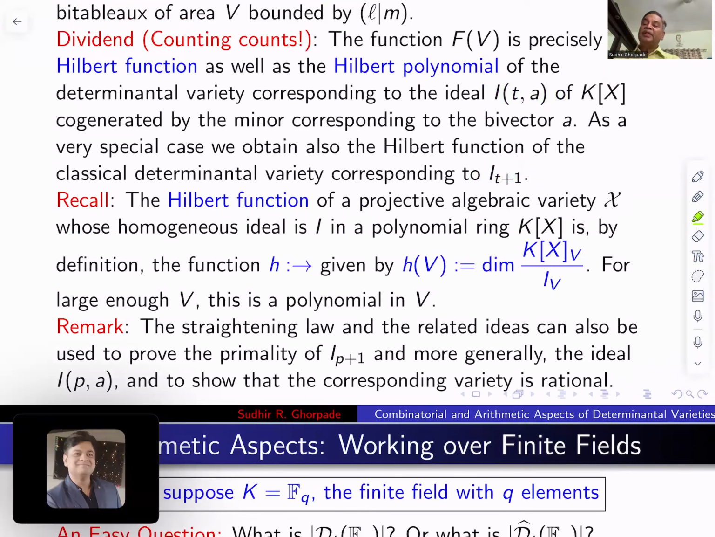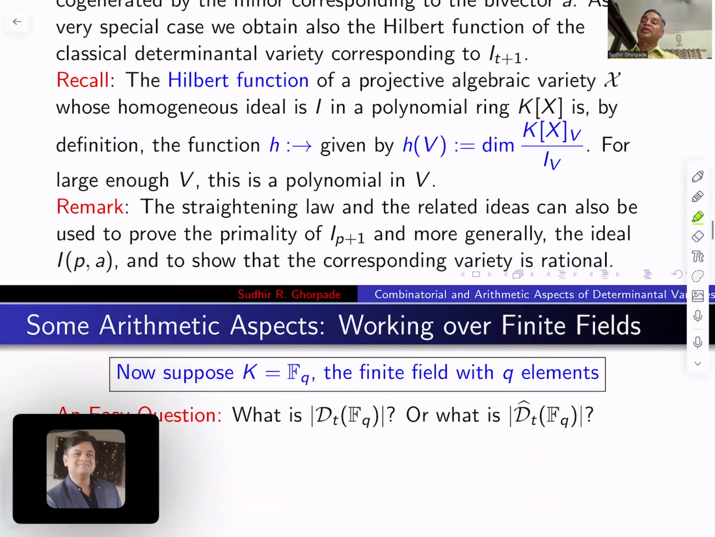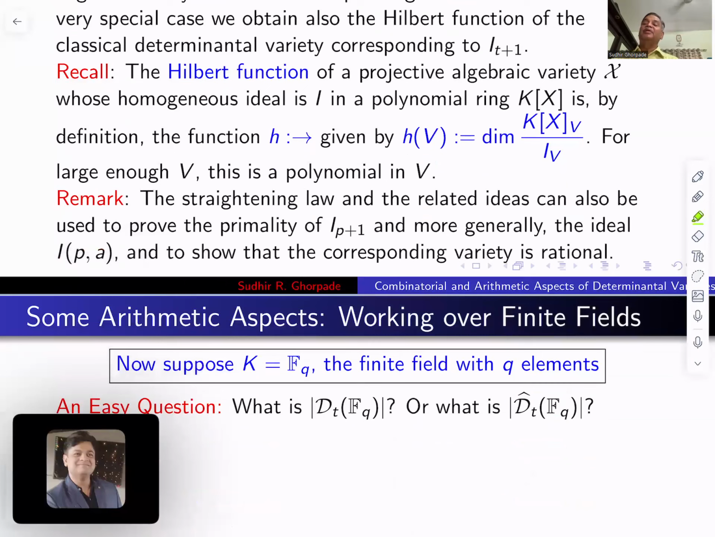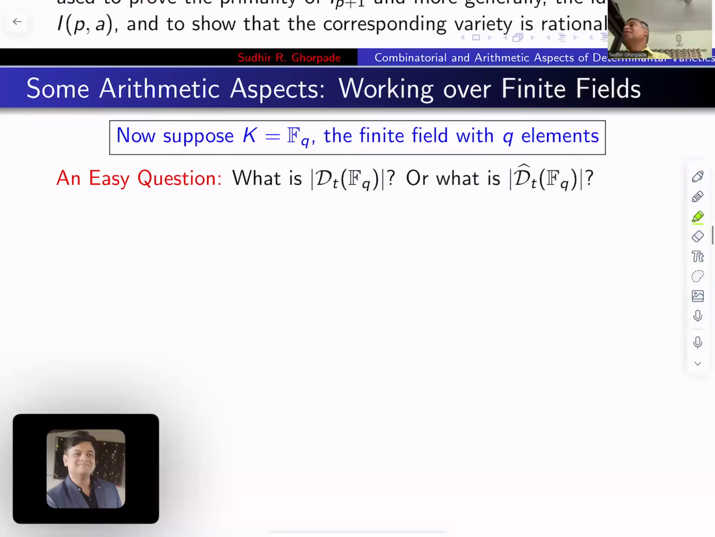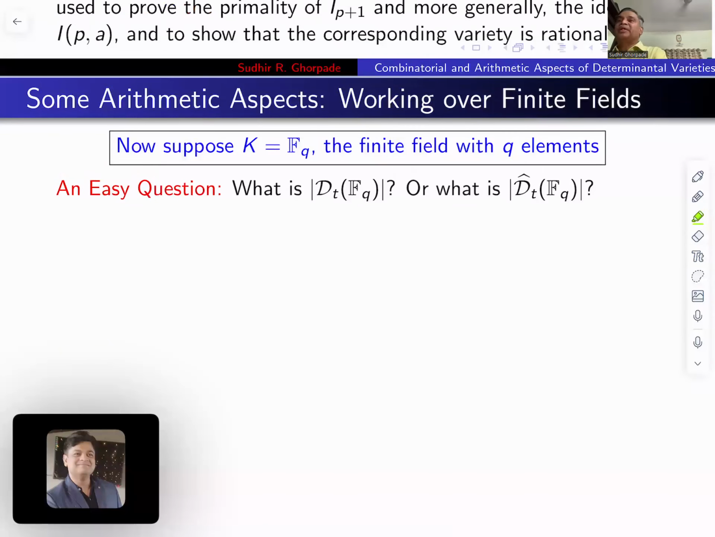Interestingly enough, the straightening law, you can also use it to prove the primality of the determinantal ideal. I'm sorry, these are coming from older slides, where I use P for T. So they can be used to prove that the determinantal ideal I_{t+1} is prime, and more generally, this ideal cogenerated by a minor is prime. And you can also show, using those ideas, that the variety is rational. Okay, so a very nice piece of work.